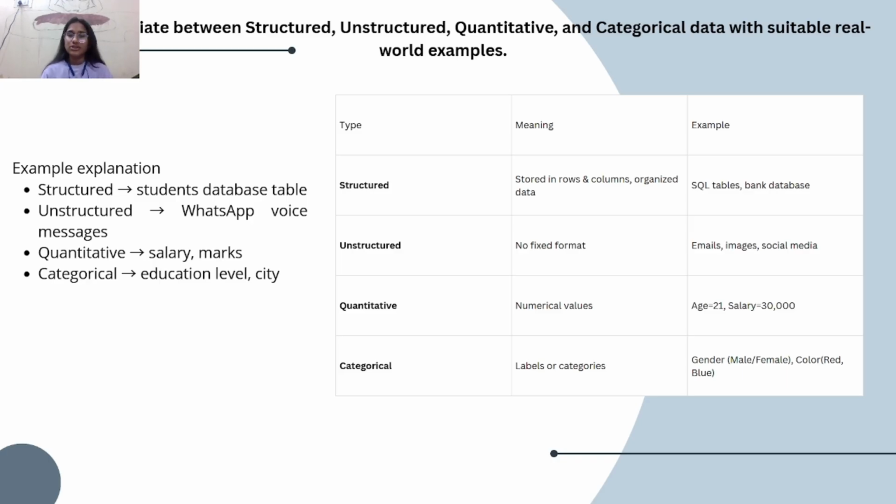In short, hypothesis-driven means first theory then data, while data-driven means first data then theory. Structured data is tabular, unstructured is messy, quantitative is numerical, and categorical is based on categories. So we have completed these two questions.